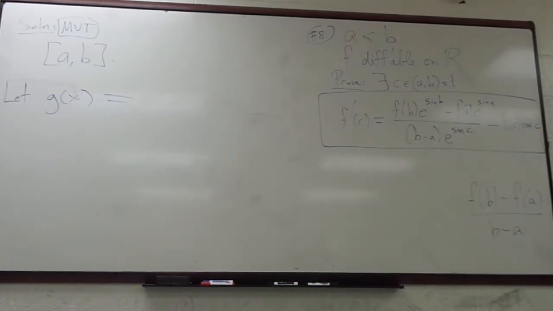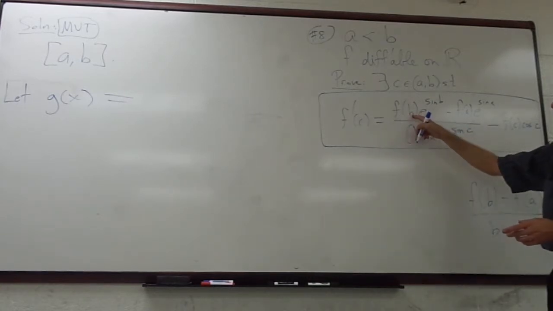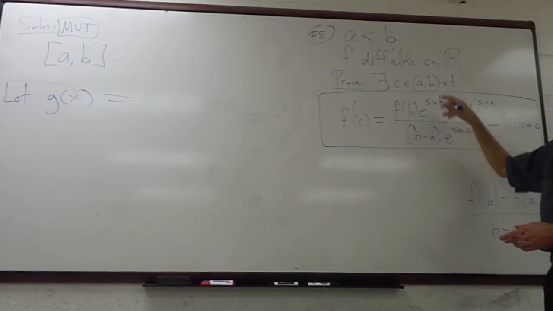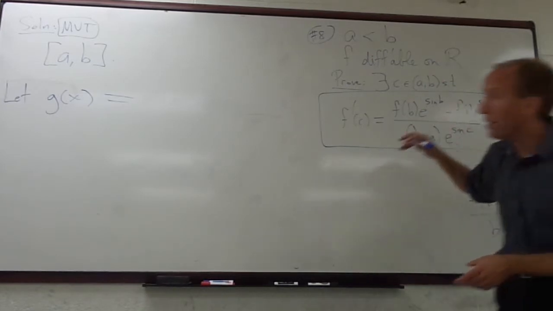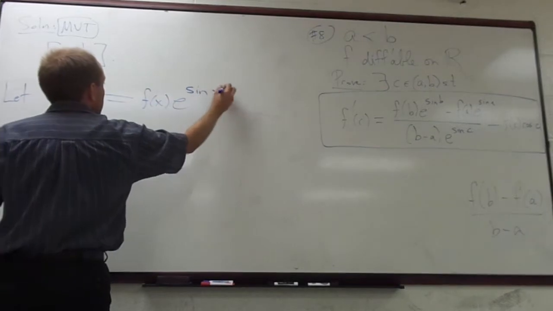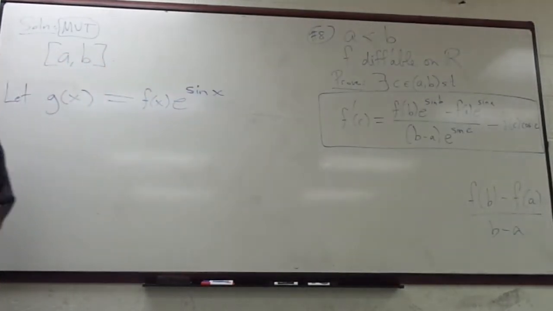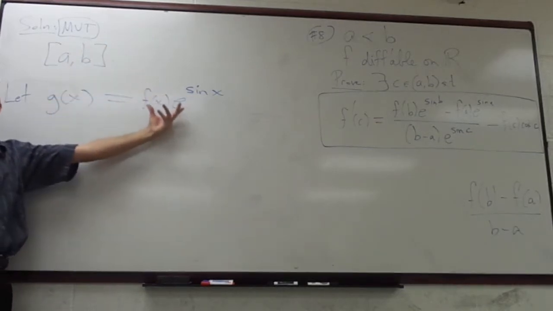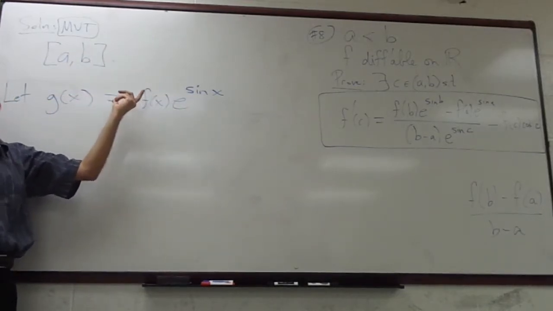Do you have an idea? f of x e to the sine of x? Yeah, see, this is just like f of x e to the sine of x, evaluated at b and a. So let's just try that. Let's take g of x equal to f of x e to the sine of x. Now before I go any further, I will take off points if you don't remind me now that I can apply the mean value theorem to g.